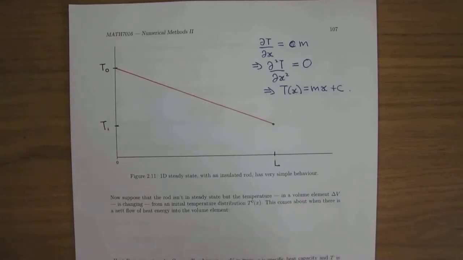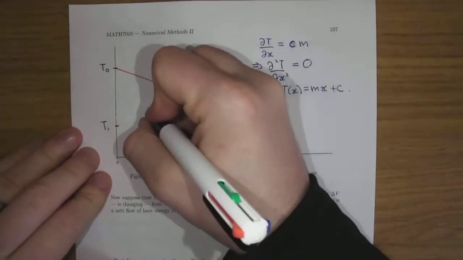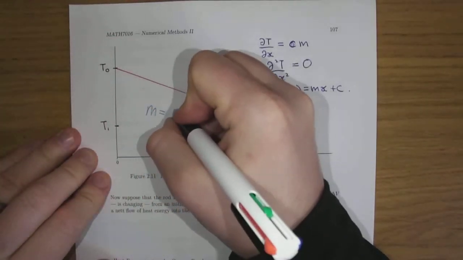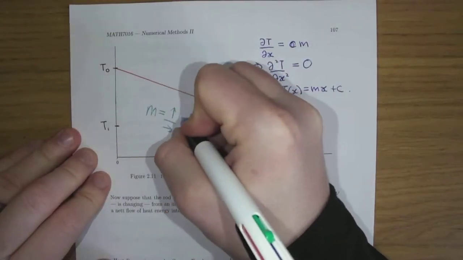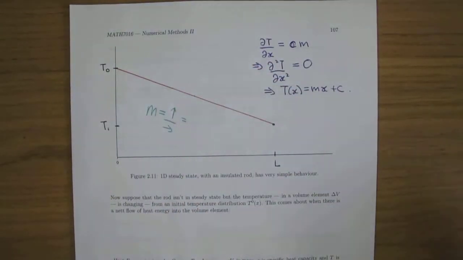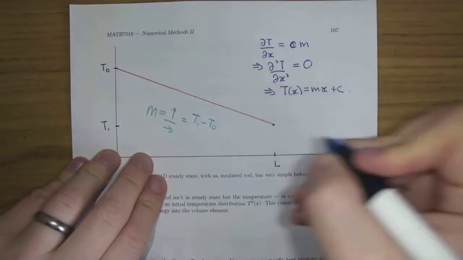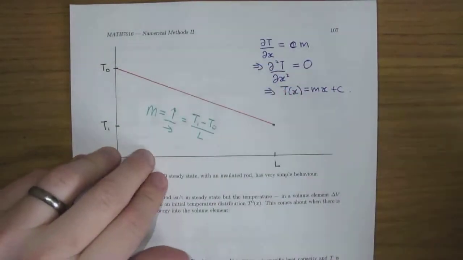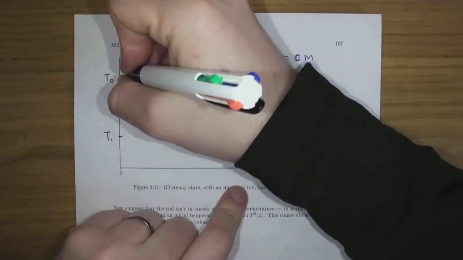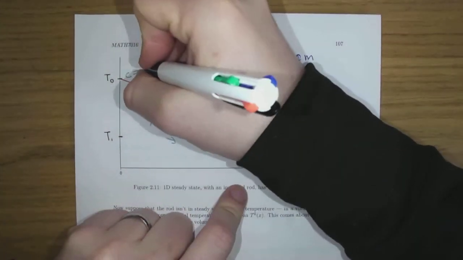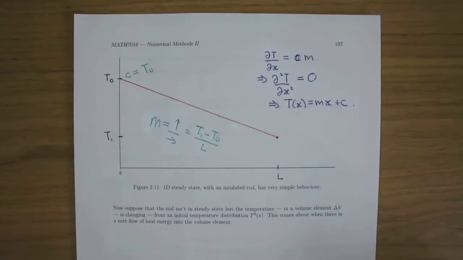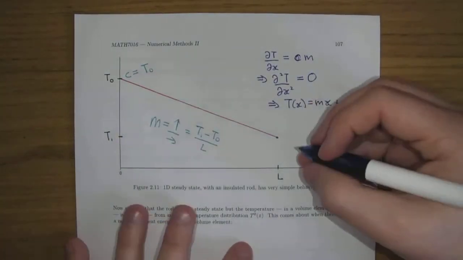If you have the thing plotted in front of you, it's very, very easy. M is just going to be rise over run, which in this case will actually be negative because it's going down. It would be T1 minus T0, which would be negative in this case, over the run, which would be L. And C is where it cuts the y-axis. So actually, it's very, very easy to write down this equation.